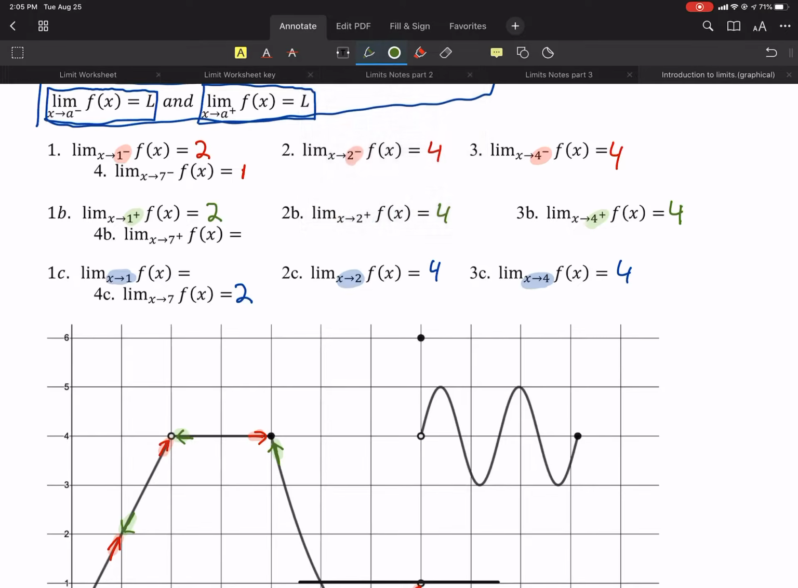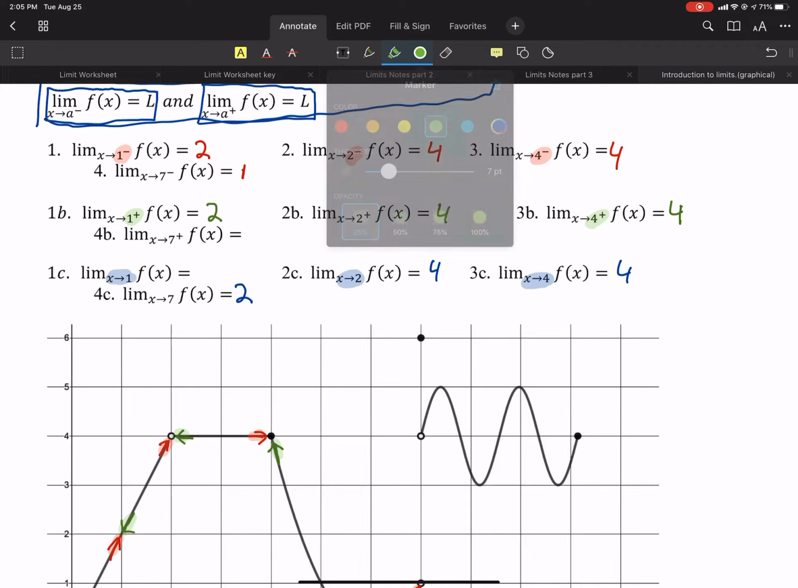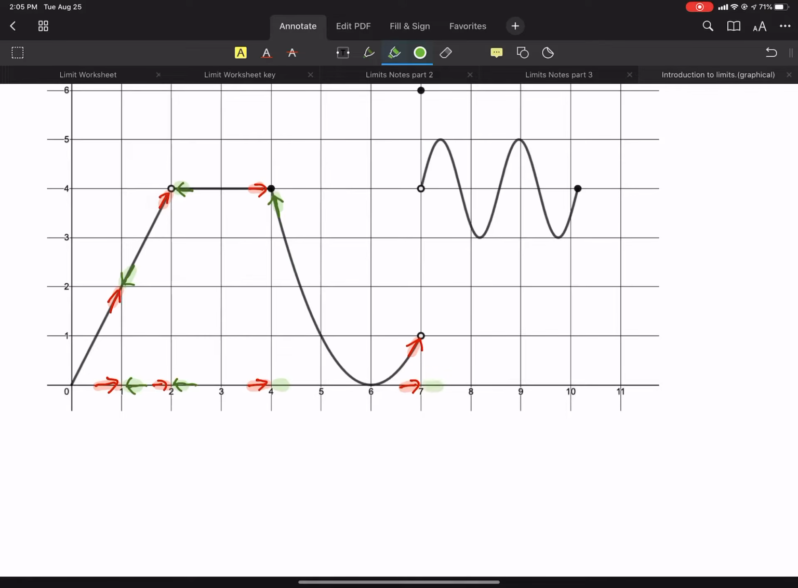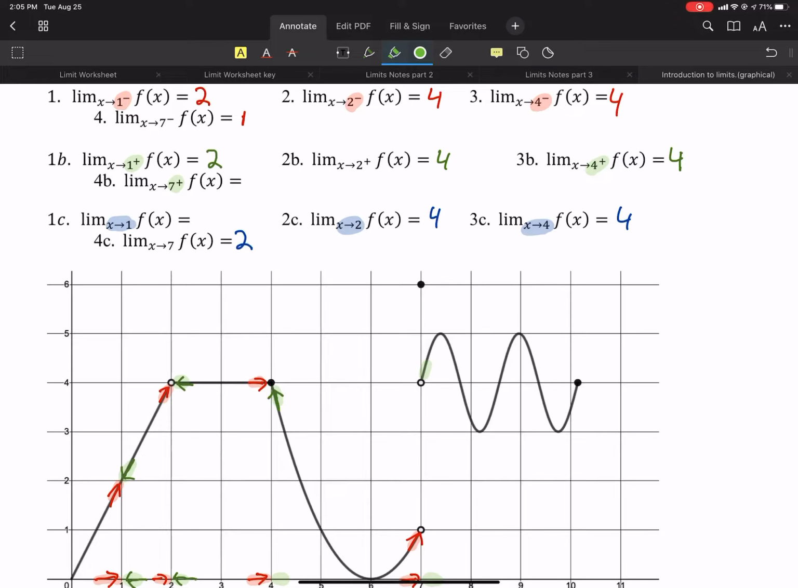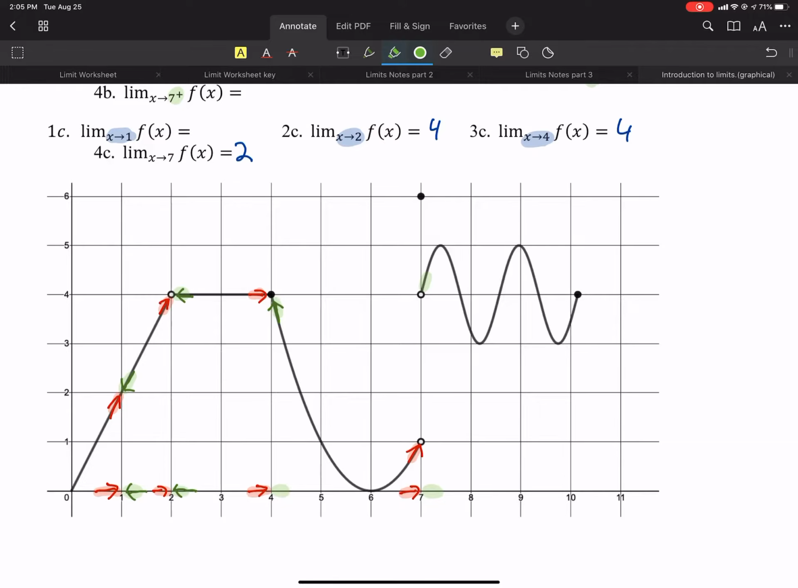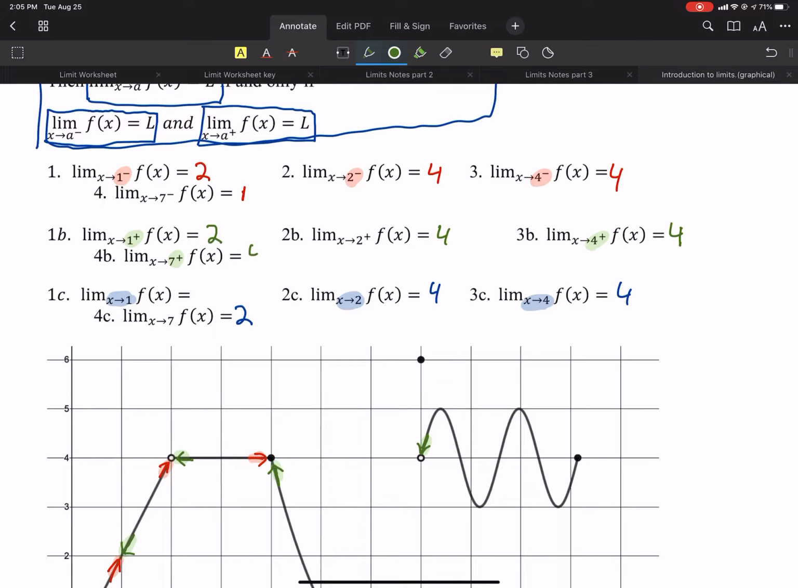Now I need to approach from the right. So approaching 7 from the right, to the right of 7 is over here. On the graph, to the right of 7 is over here. And let's take a look-see. So I'm approaching 7 from the right on the x, but to see the y value, it's over here. And as I approach 7 from this side, the y value gets close to 4. So that limit will be 4.